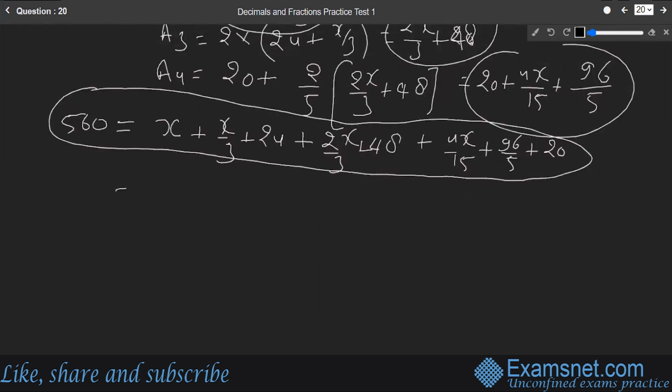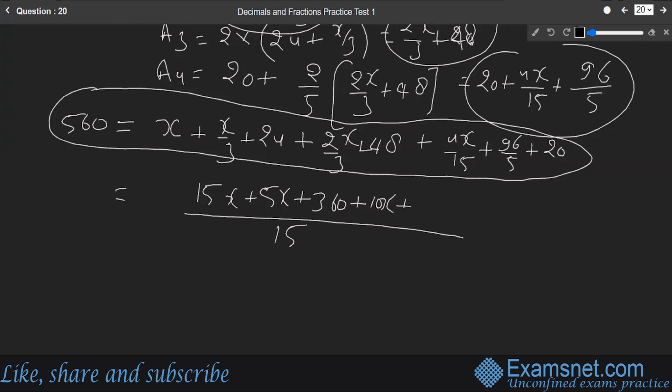So let us try to do it. Let us take the LCM on the right hand side as 15. If we do this, we can generate the expression. With x, it will be 15x plus x by 3. So 3 fives are 15, so it has to be 5x plus 24 into 15, that is nothing but 360. Plus 2x by 3. So 3 fives are 15, so 5 twos are 10x plus 48 into 15, that is nothing but 720. Plus 4x by 15, so it has to be 4x plus 5 threes are 15, so 96 into 3 is going to be 288, plus 20 into 15 is nothing but 300. So this is the complete result we have.